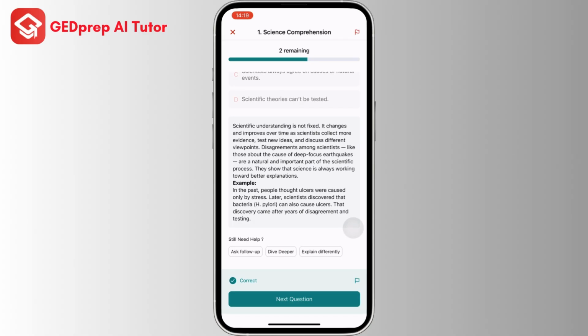Explanation. Scientific understanding is not fixed. It changes and improves over time as scientists gather more evidence, test ideas, and explore different perspectives. Disagreements, like those about the cause of deep focus earthquakes, are a normal and important part of science. They reflect how science constantly works toward better explanations. For example, people once believed ulcers were caused only by stress. Later, scientists discovered bacteria were also a cause, after years of research and disagreement.